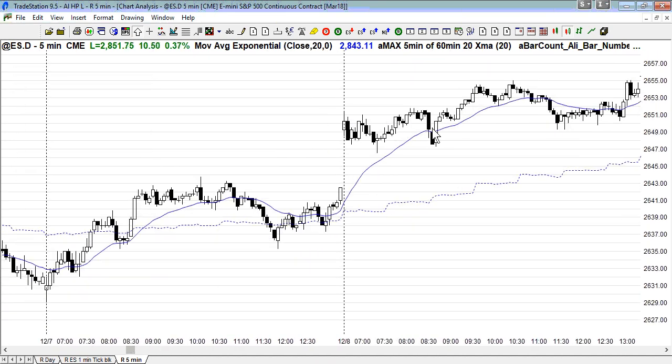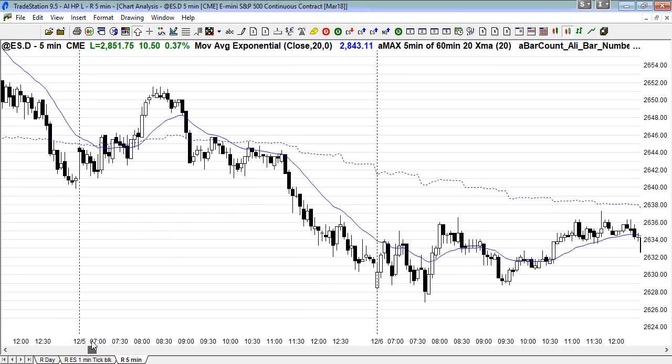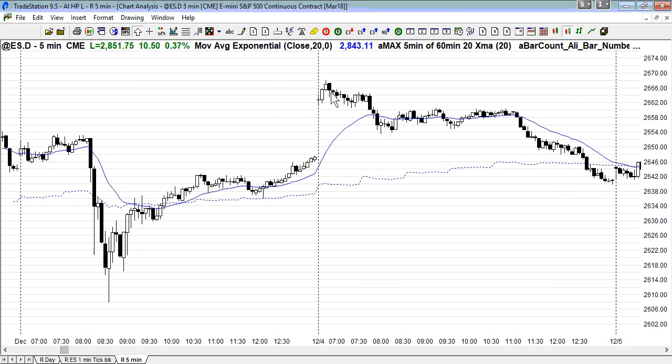Big gap up, sideways to the moving average, and then the bulls bought when it got to the average price. Big gap up, early bull bars, came back to the average, moving average.